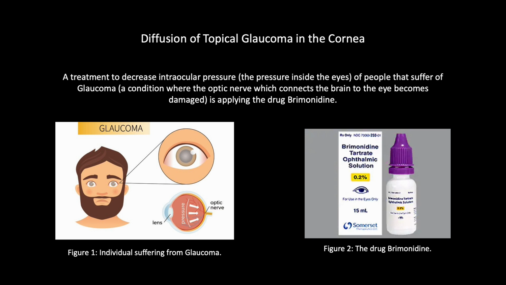So the topic that we're going to be talking about today is diffusion, and the case is diffusion of topical glaucoma medication in the cornea. So there is a treatment to decrease intraocular pressure, so this is the pressure inside the eyes, of people that suffer from glaucoma. Glaucoma is a condition where the optic nerve, which connects the brain to the eye, becomes damaged. And this treatment involves applying the drug brimonidine.